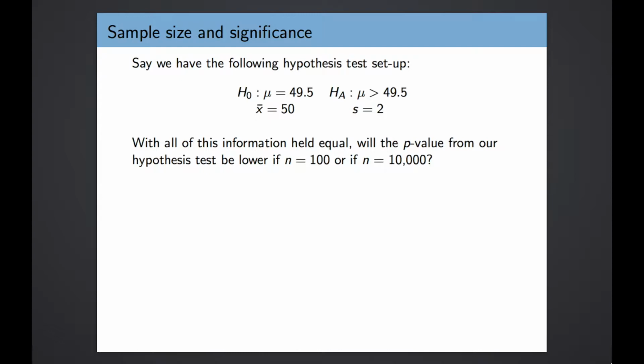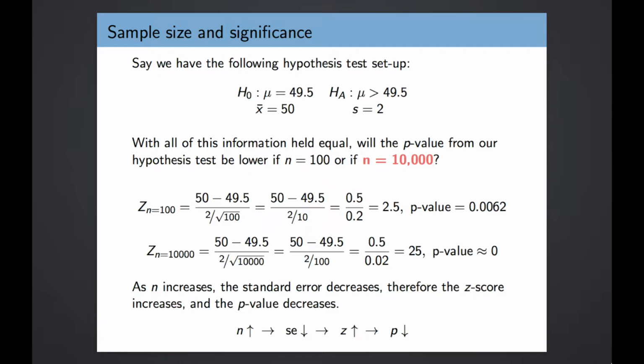Let's say that we have this hypothesis test set up, where our null hypothesis is that the population mean is 49.5, and our alternative hypothesis is that the mean is greater than 49.5. We take a sample and we find a sample mean of 50 and a sample standard deviation of 2. So if all of this information is held equal, is the p-value from our hypothesis test going to be lower when n is 100 or when n is equal to 10,000?